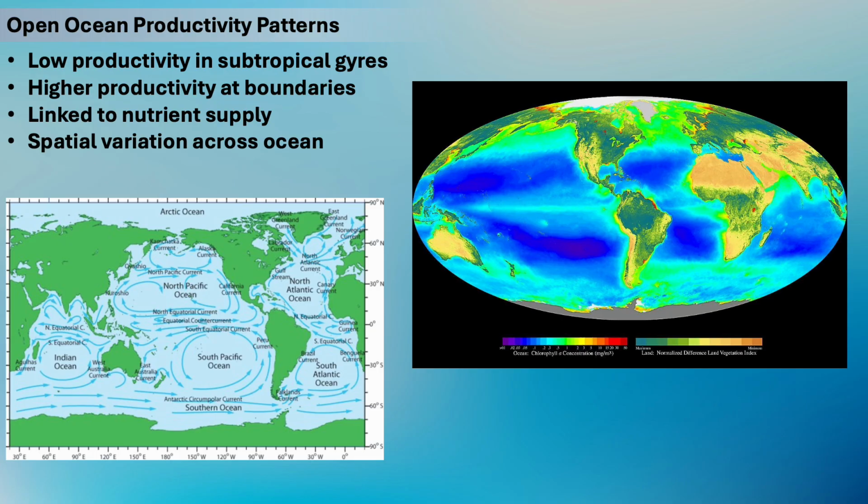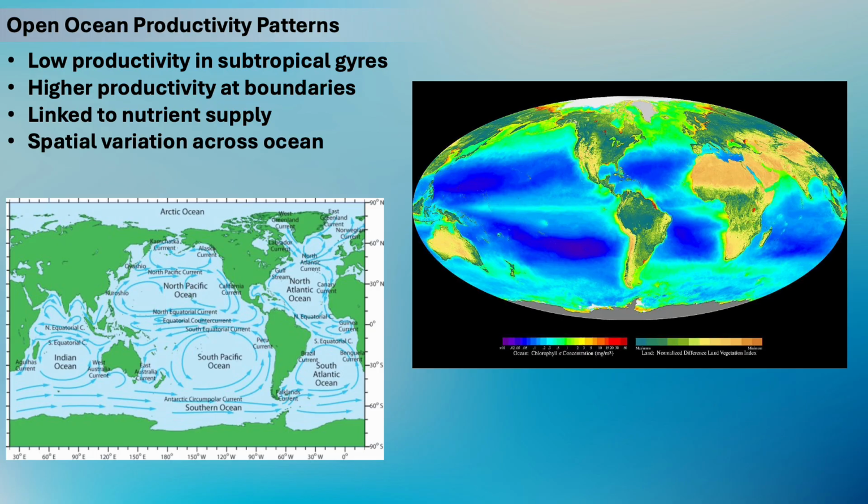In subtropical gyres, surface waters converge and sink slightly, reinforcing stratification and isolating surface waters from deeper, nutrient-rich layers. In contrast, at boundaries in equatorial regions, divergence or mixing processes bring deeper water upwards, supplying nutrients that stimulate phytoplankton growth.